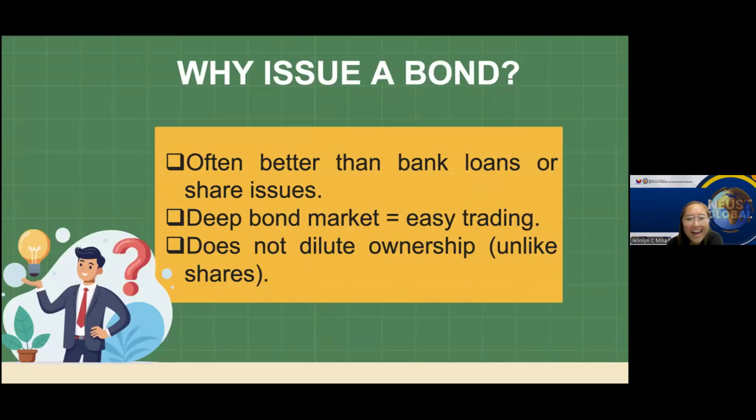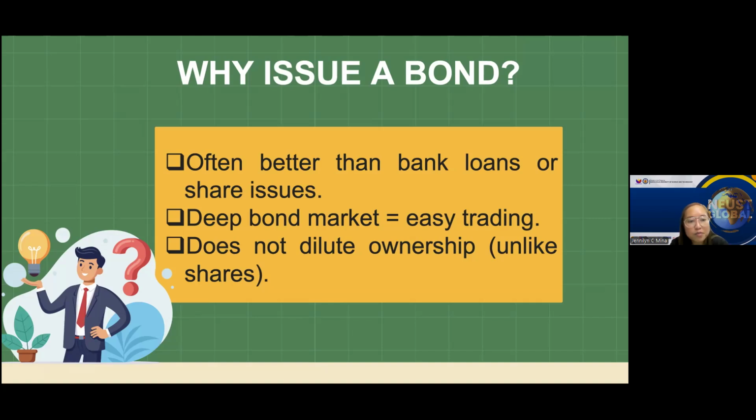Now, why issue a bond? Issuing bonds is a great way for a company or government to raise money without taking a bank loan or selling company shares. It is easier to trade. Bonds can be bought and sold in the market, making investors more willing to invest. There is no ownership dilution, unlike selling shares. Issuing bonds does not give investors ownership in the company. The company borrows money but keeps full control.